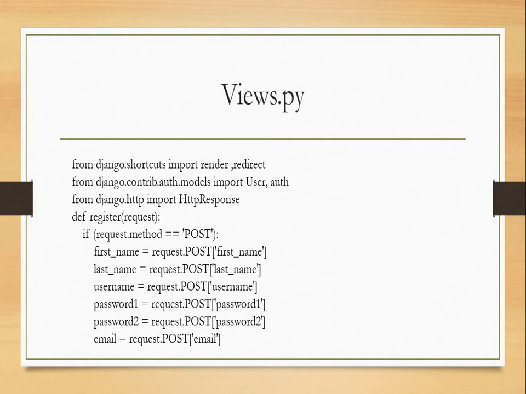Here, if request.method is equal to POST. There are two methods: one is the GET method and the second one is the POST method. In the GET method, we are getting render register.html. In the POST method, we are taking the inputs. So first_name is equal to request.POST first_name, last_name is equal to request.POST last_name, username, password, email, request.POST email. All the details have been taken.